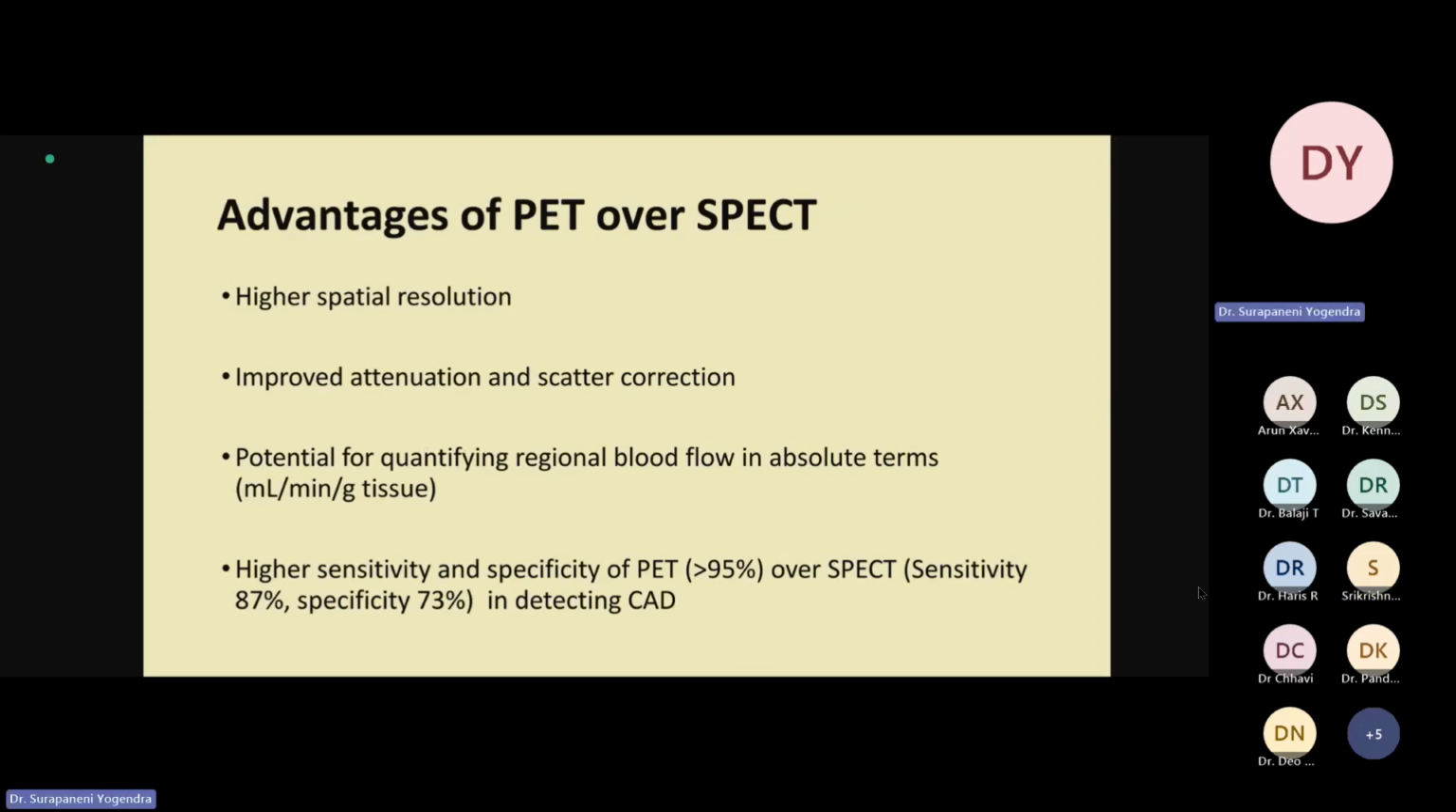Advantages of PET over SPECT. PET has higher spatial resolution, improved attenuation and scatter correction, and potential for quantifying regional blood flow in absolute terms. PET has higher sensitivity and specificity, more than 95% sensitivity and 87% specificity, compared with SPECT's 87% sensitivity and 73% specificity in detecting coronary artery disease.